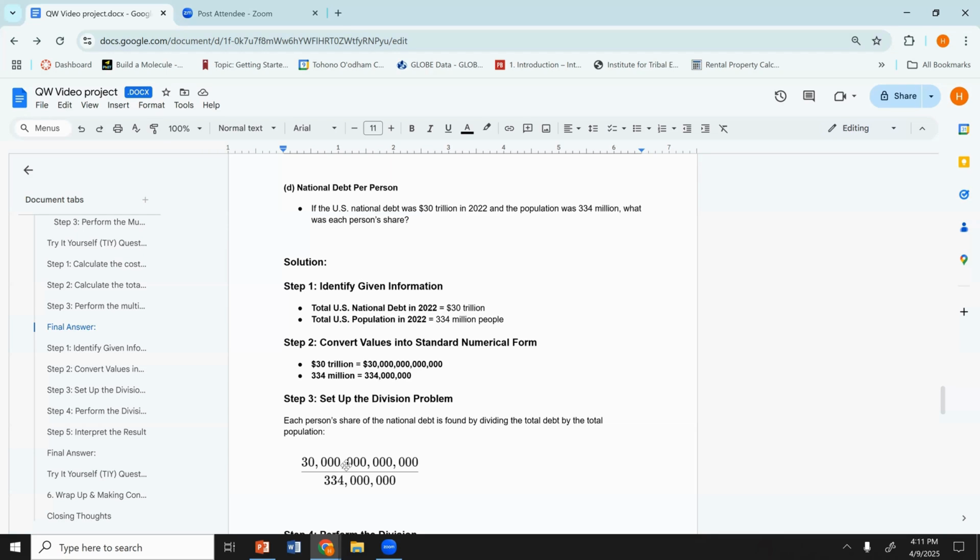So we have 30 trillion in debt and the population is 334 million. If we are to share that, how much is every citizen responsible for?